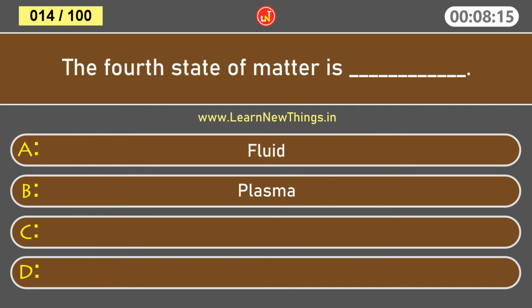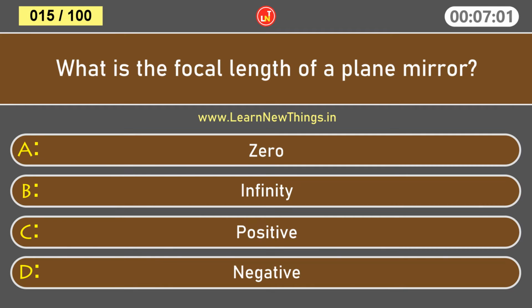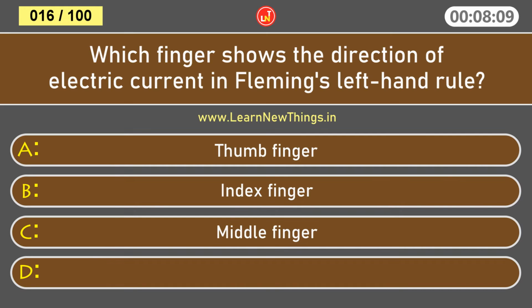The fourth state of matter is dash. Plasma. What is the focal length of a plane mirror? Infinity. Which finger shows the direction of electric current in Fleming's left-hand rule? Middle finger.